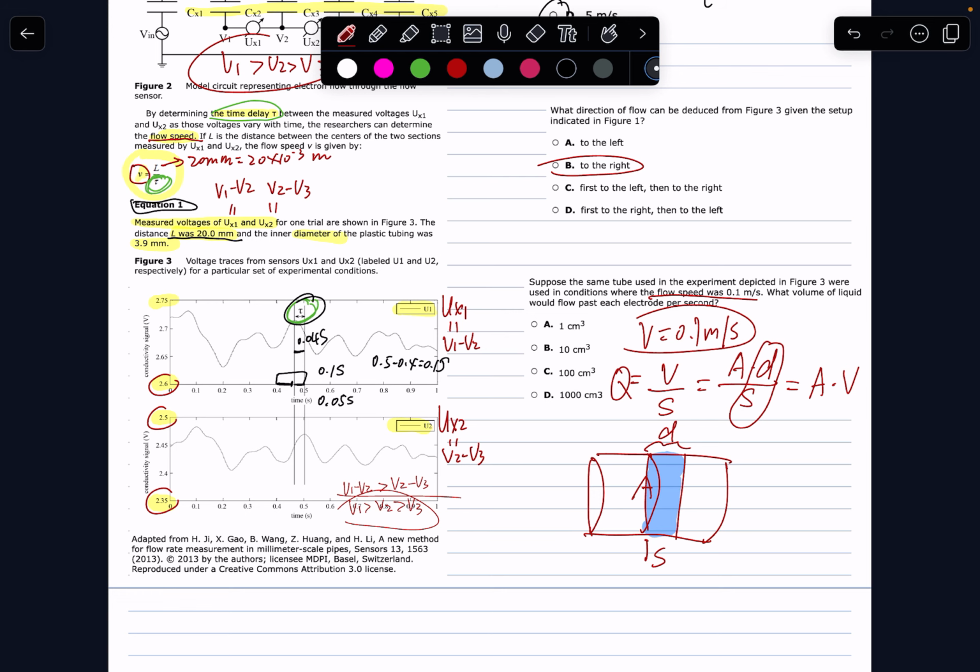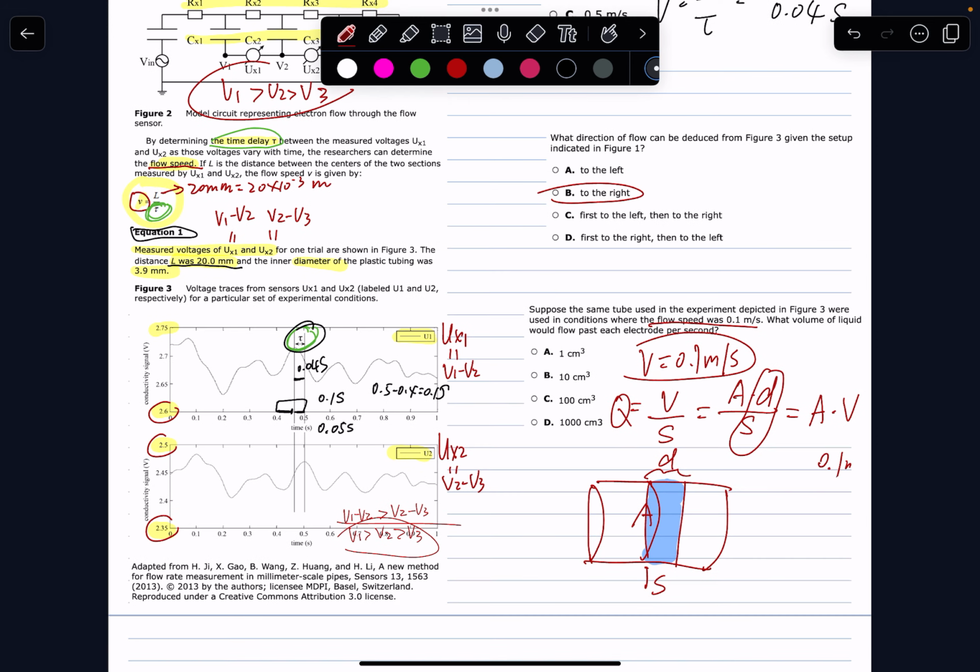So now we already know the 0.1 meter per second is v. We just need to know A so that we can calculate Q, right? All right, so what is A? A is the cross-section area, and it's a circular shape, right? So what is the area of a circle? It's pi r squared, right? And what is r? We don't know r, but we know the diameter is 3.9, I'll say 4 millimeters. So r is really 2 millimeters, right?